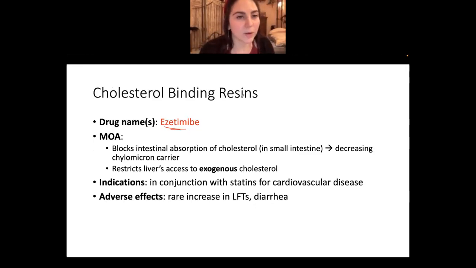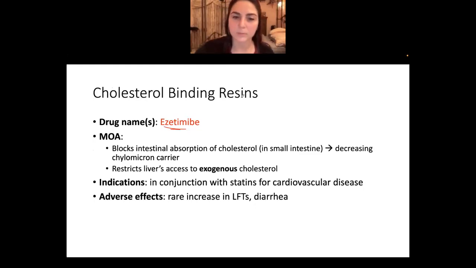So statins take away endogenous cholesterol, and ezetimibe takes away exogenous cholesterol. You're trying to limit cholesterol by blocking one of those two pathways. Again, give it in conjunction, it's a second line. And since it has something to do with cholesterol, it can have this weird increase in LFTs, but it's very rare. All the side effects for these are kind of rare.